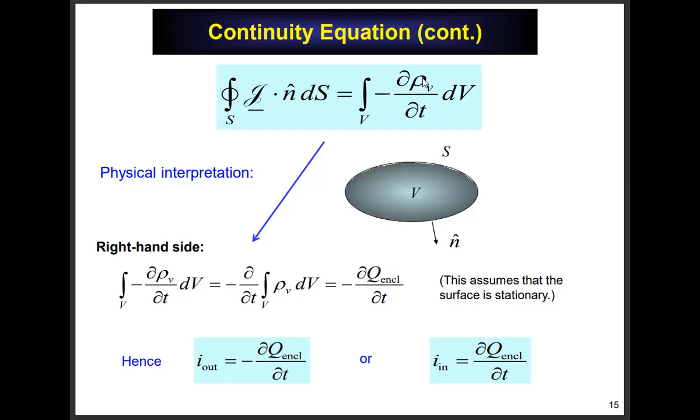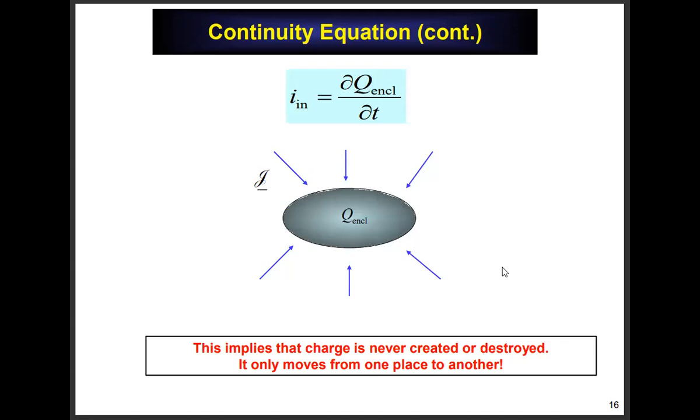So the right-hand side is minus the rate of change of the Q enclosed. And remember, the left-hand side has a physical interpretation of the total current flowing out of the surface. Let's call it I out. So the total current flowing out of the surface is minus the rate of change of the charge inside. Now, I like it better if I multiply both sides by a minus sign. The negative of current flowing out is the current flowing in. I like that the best, and I get this equation here. So I'll leave that as the final answer.